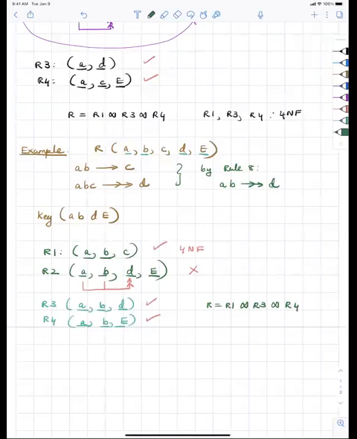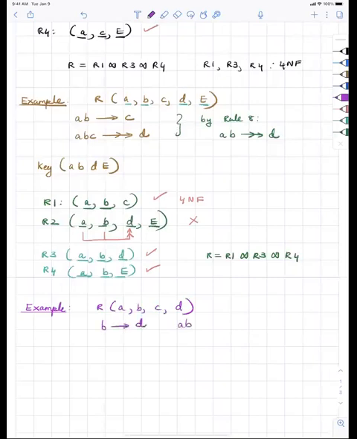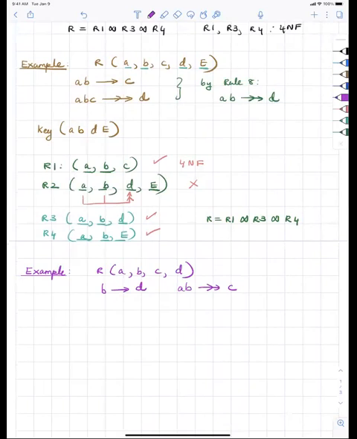I would like you to try, I hope you understood this. So just try out this next one. This is actually, I think, really simple. We have B goes to D and AB multi-value determines C. And I don't think there's anything that could be derived on this one. B multi-value determines D.